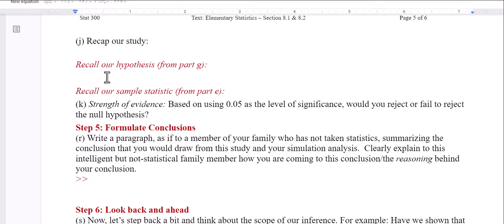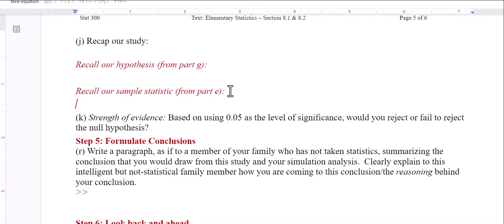So let's recap our study. Recall our hypotheses from part G, and then recall our sample statistic from part E.